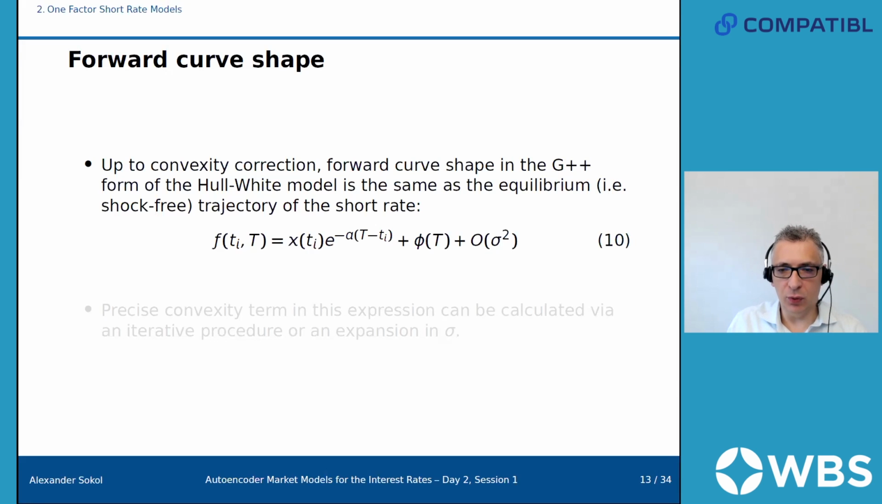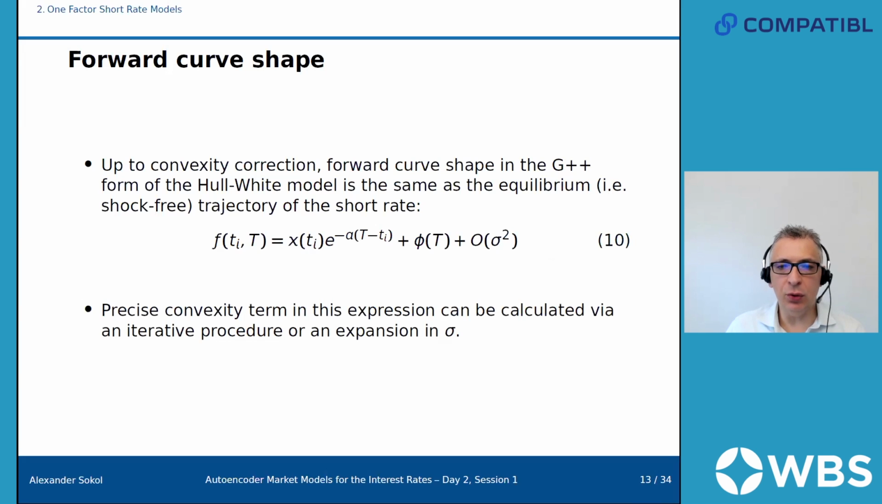Now, of course, when there is volatility, that's not exactly the case because there is convexity, nonlinear effects. The correction to the forward rate compared to what it would be without volatility is quadratic in volatility. That's convexity. So the forward rate is equal to the exponential term plus phi of t plus something proportional to the square of volatility.